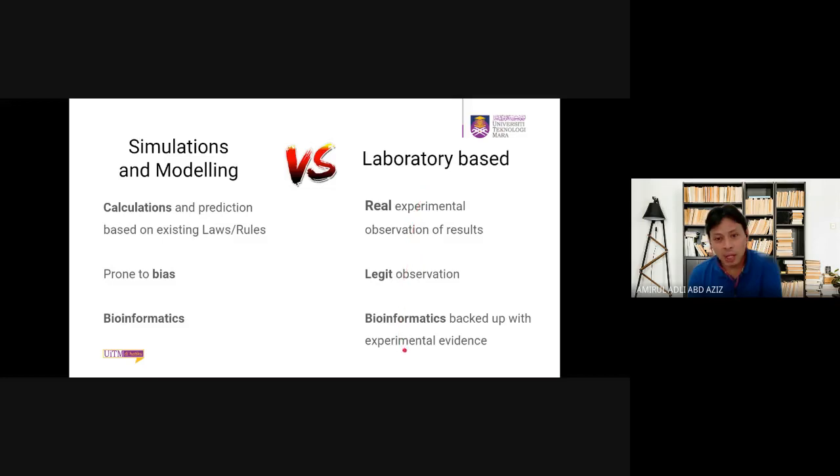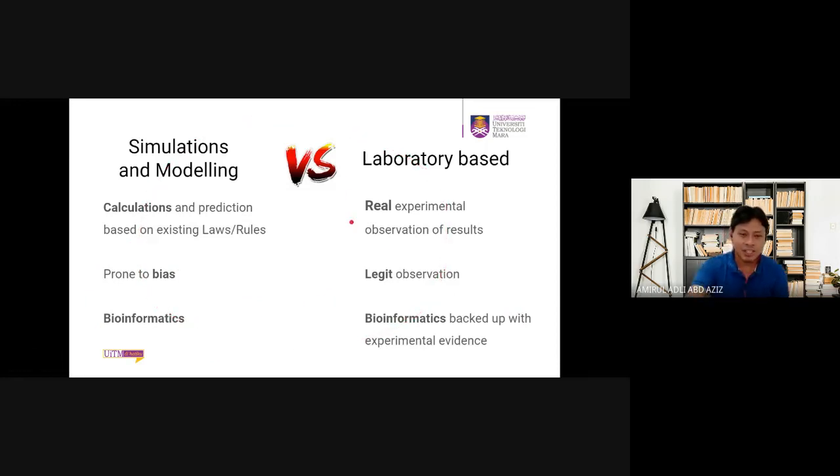Kalau laboratory based pula, tadi prone to bias, jadi legit observation, dia observe that in reality, it is real in the real world, okay? It is the reality, dia bukannya macam model, virtual model yang tak wujud, okay? You can see that, you put that in the microscope, you can see that, that's legit observation, okay? Bioinformatics, the lab based juga, dia ada bioinformatics tapi dia back up with experimental evidence. So these are the differences, okay?